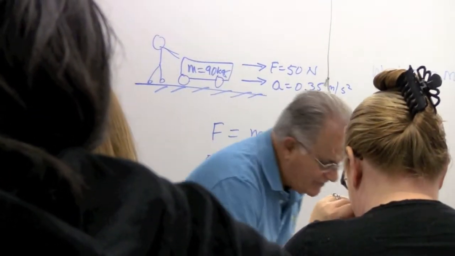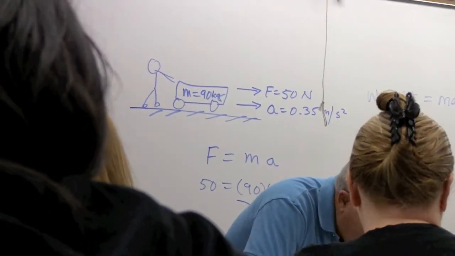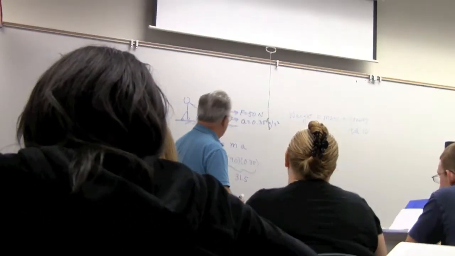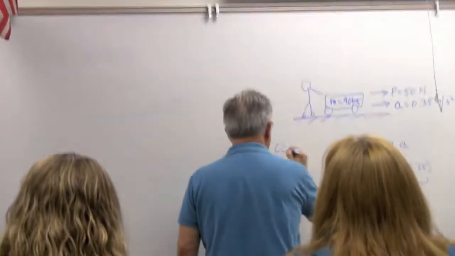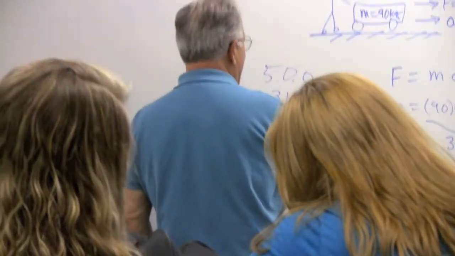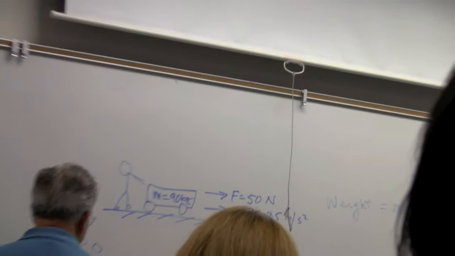So the question they ask you is, what is the magnitude of the frictional force? Well, you could say, well, he's pushing with 50. We know now that 31 and a half is what he's actually moving these two at. So that means that the frictional force must be, what, 50 minus 31.5, 18.5. 18.5. That's the answer.